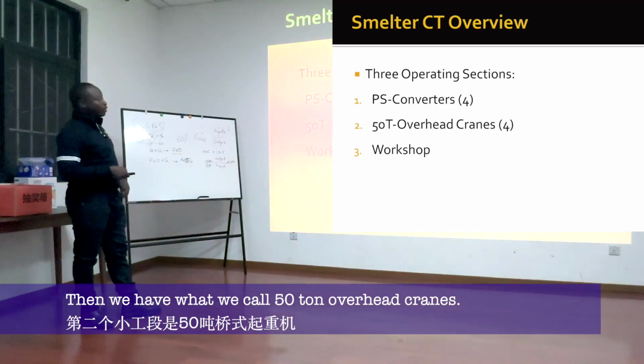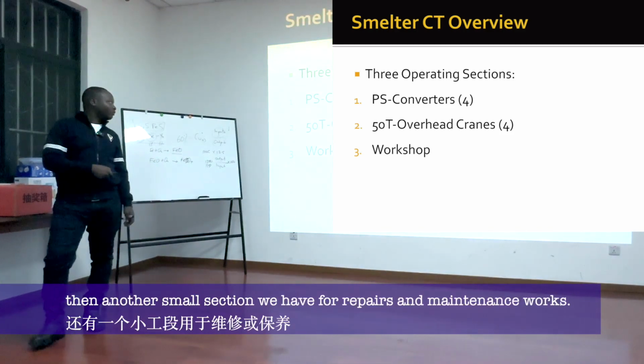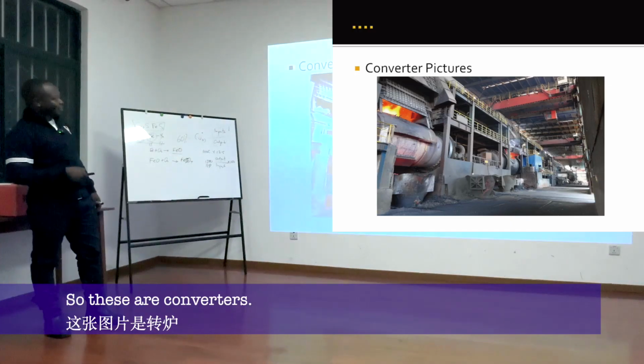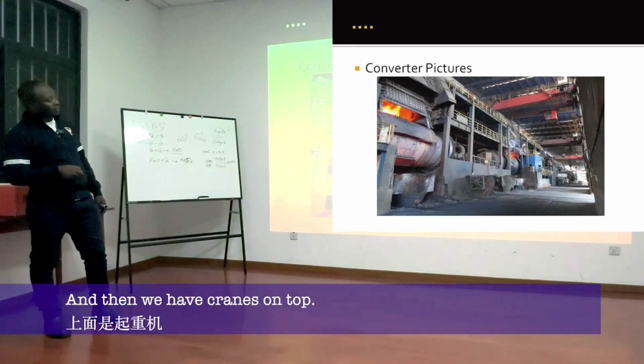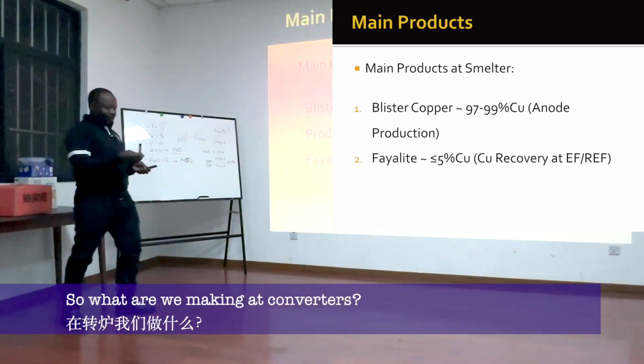Then we have what we call 50-ton overhead cranes. These are 4 as well. Then another small section we have for repairs and maintenance works. We call it a workshop. So these are converters, and then we have cranes on top. These are the ladles.